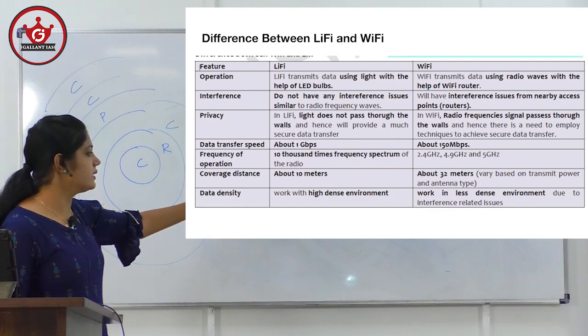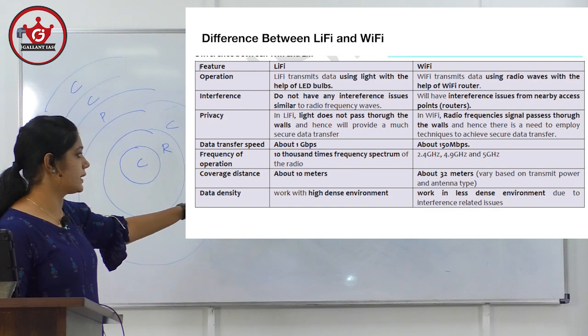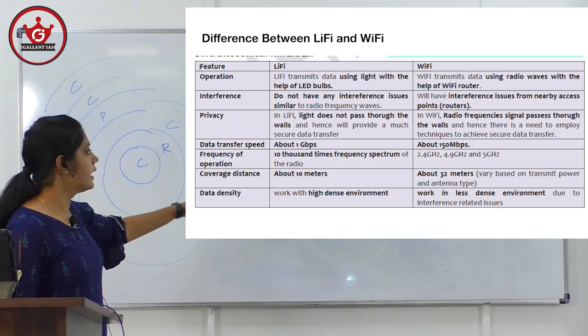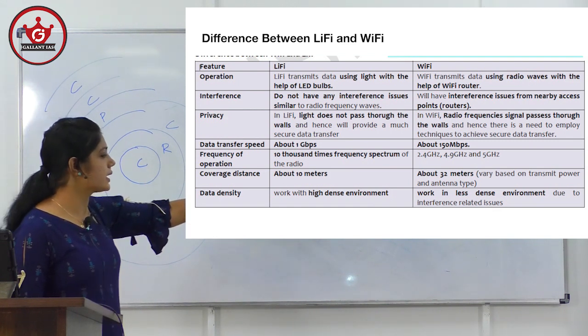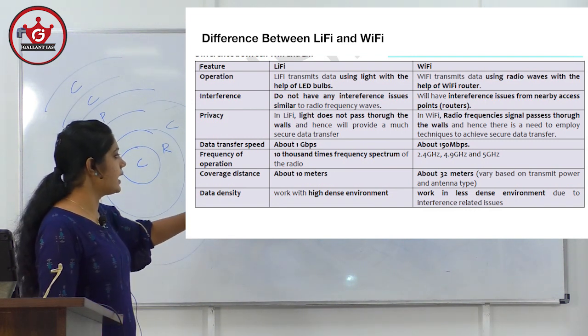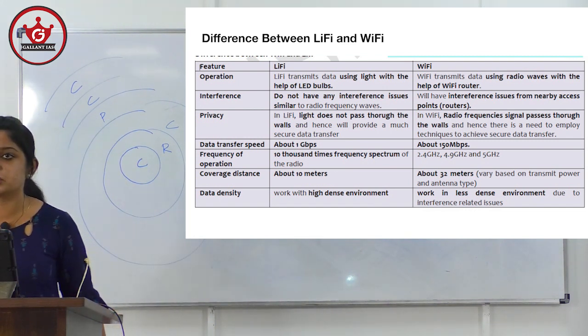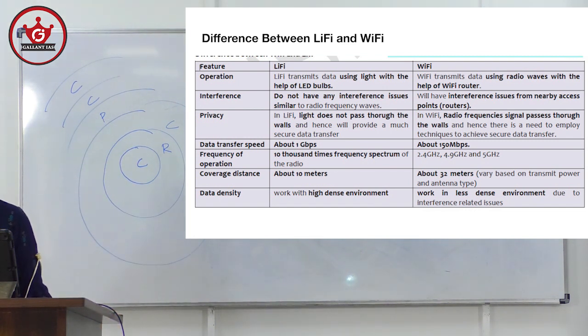Data transfer speed, I have given. Frequency of operation: 10,000 times the frequency spectrum of radio, I have given. Coverage distance is about 10 meters; for Wi-Fi the coverage distance will be more, about 32 meters. Data sensitivity: Li-Fi works in high-density environments, Wi-Fi in less dense environments. Very important classification between Li-Fi and Wi-Fi. Very, very important, questions can be expected this year. Literally important. Moving on further.